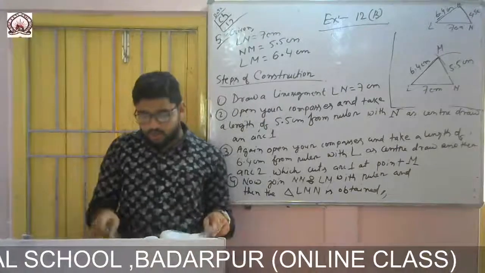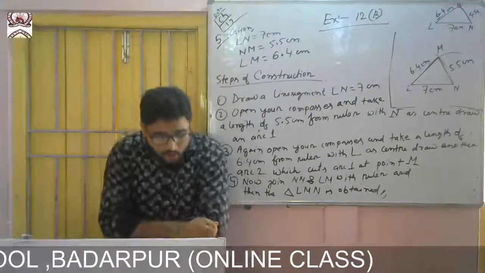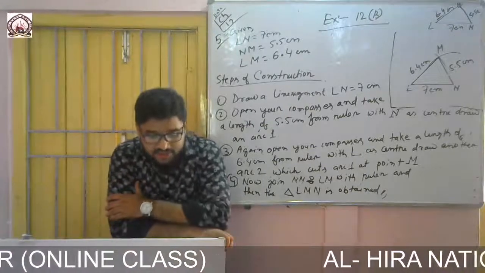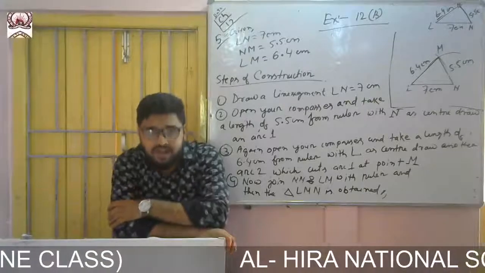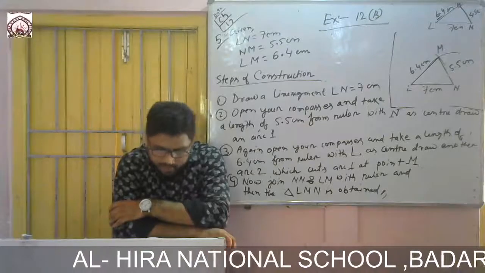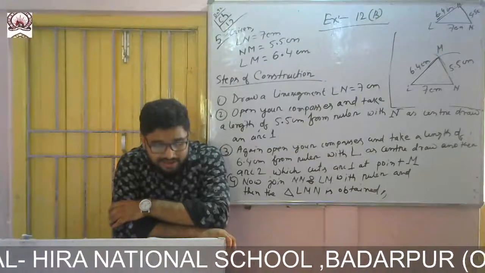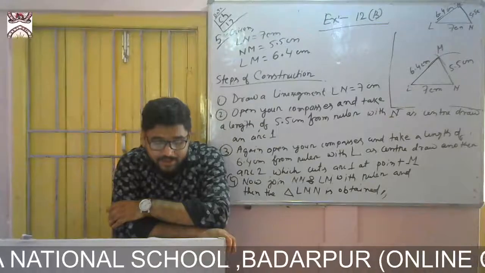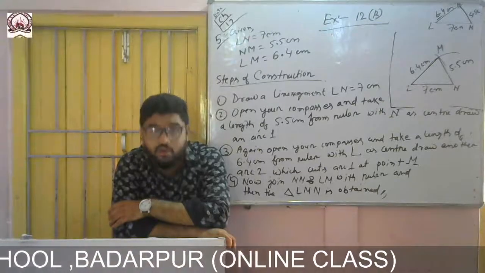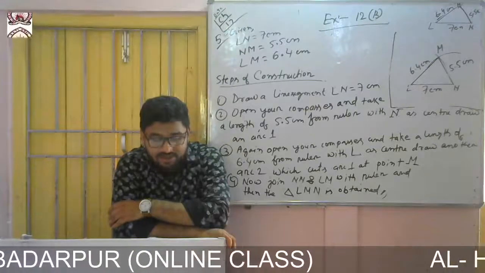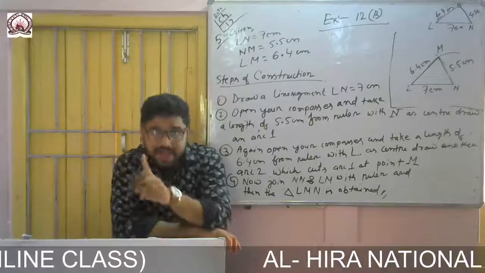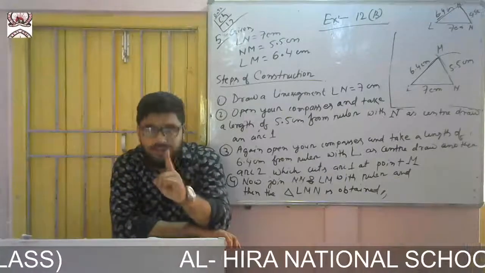12C. So in 12C what is there? Construct the following triangles and measure the third side. Triangle ABC, in which AB equals to 6 centimeter, AC equals to 8 centimeter, and angle BAC equals to 50 degree. Earlier all sides are given. Now here 2 sides and 1 angle given.